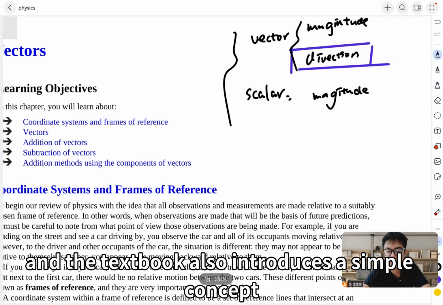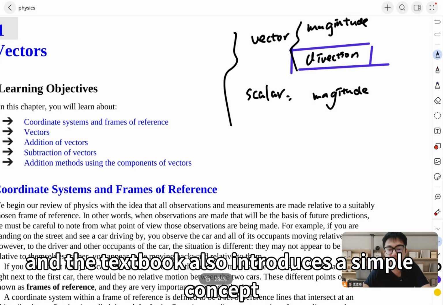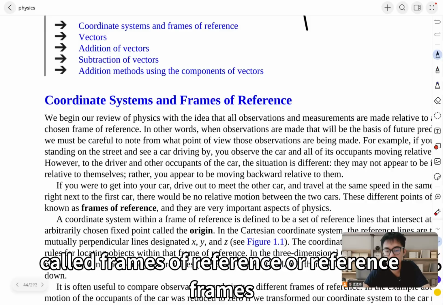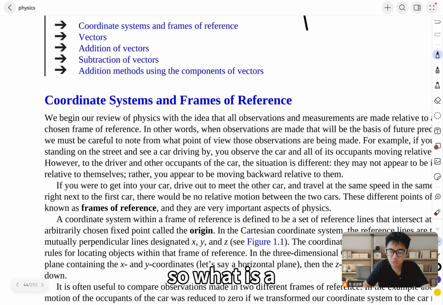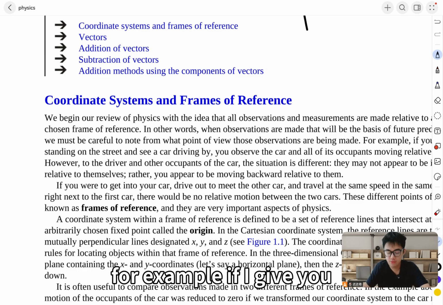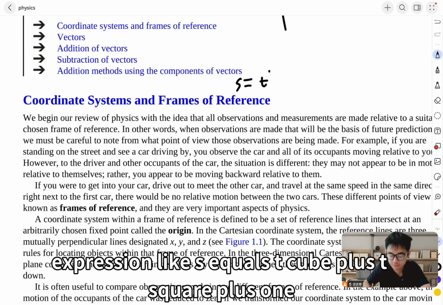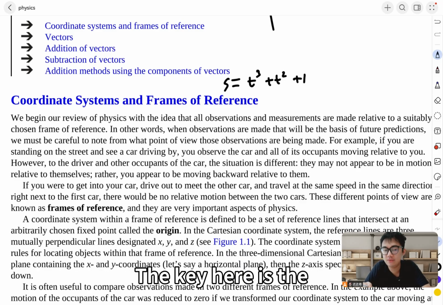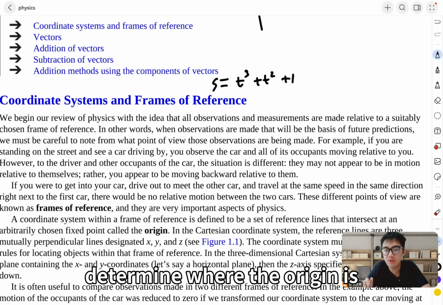And the textbook also introduces a simple concept called frames of reference or reference frames. So what is a reference frame? This often comes up in exams. For example, if I gave you an expression like s equals t cubed plus t squared plus 1, it means a displacement is a function of time t. The key here is to determine where the origin is.